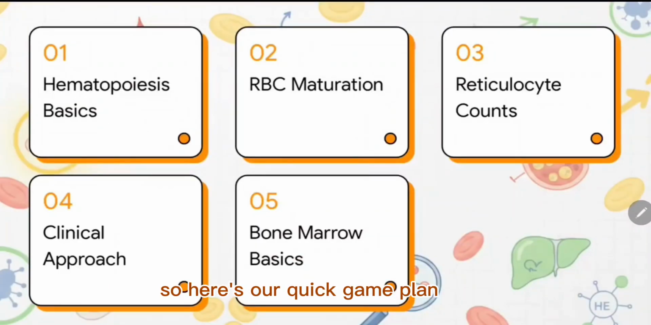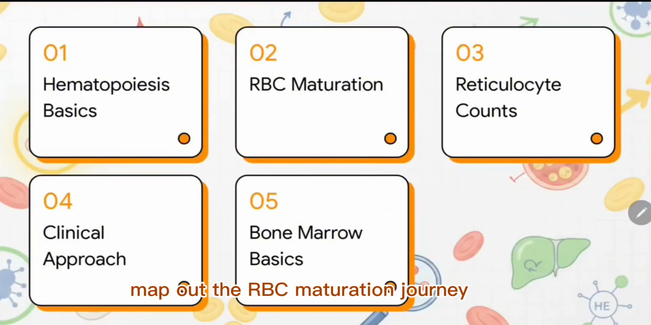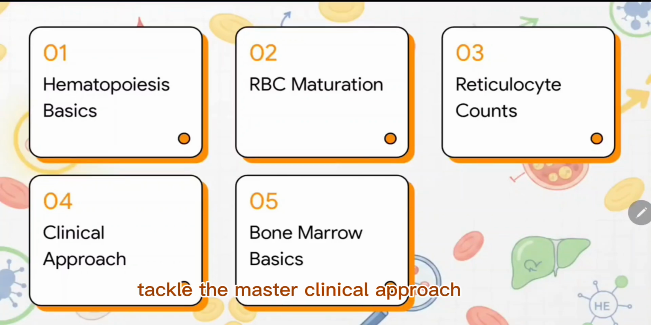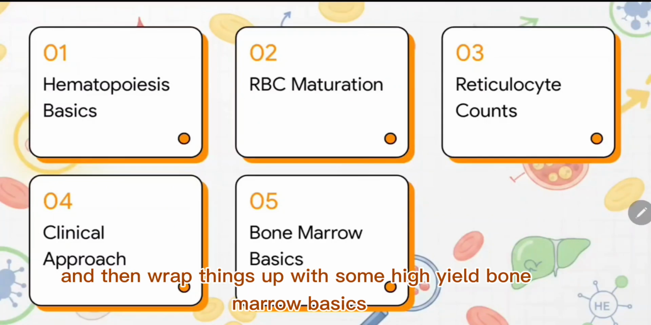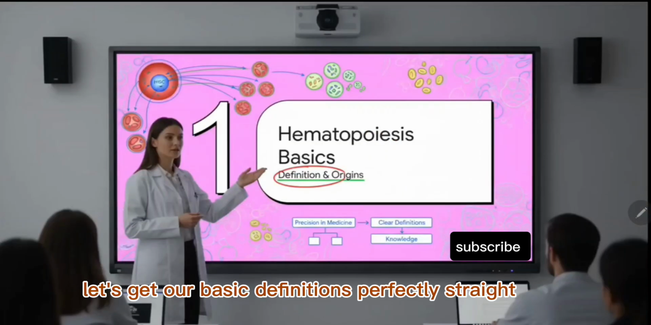Okay, so here's our quick game plan. We'll zip through the core definitions and hematopoiesis basics, map out the RBC maturation journey, make sense of those tricky reticulocyte counts, tackle the master clinical approach, and then wrap things up with some high-yield bone marrow basics. Starting off with our first section, let's get our basic definitions perfectly straight.